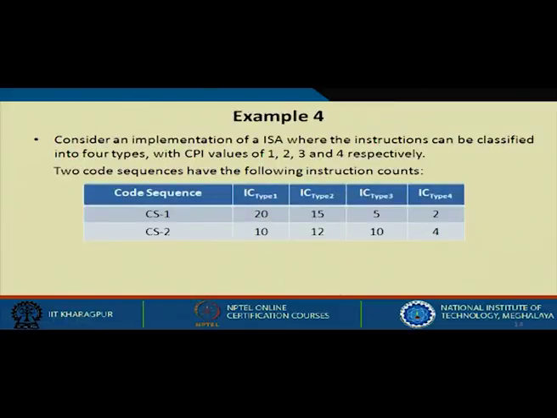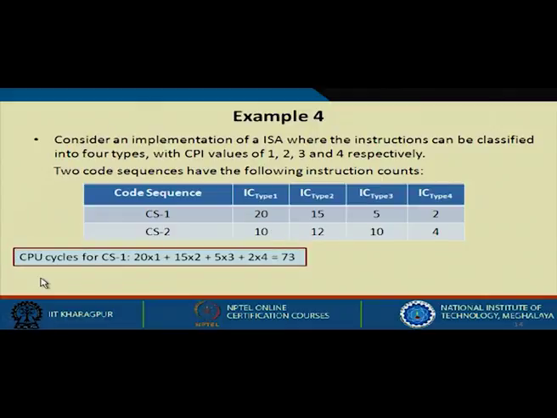Let us take one more example where we consider the implementation of an instruction set architecture where the instructions can be classified into 4 types basically. So, the CPI values of these 4 types of instructions are 1, 2, 3 and 4 respectively. 2 code sequences have the following instruction counts. That means there are 2 code sequences and these are the various instruction counts of type 1, type 2 and so on.